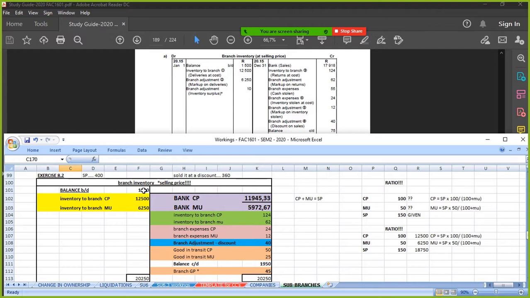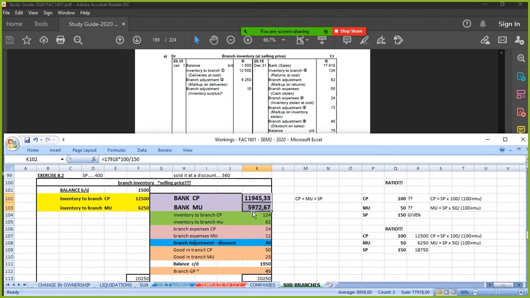All right, so 1, 5, 12 and a half, 6 and a half. Okay, they've got a 10 here. What is this 10 for? Branch inventory surplus. Okay, we'll have to double check that and see. You've got the sales. Okay, they've shown one amount. I've shown two. Double check. 17918, that's correct. I agree.